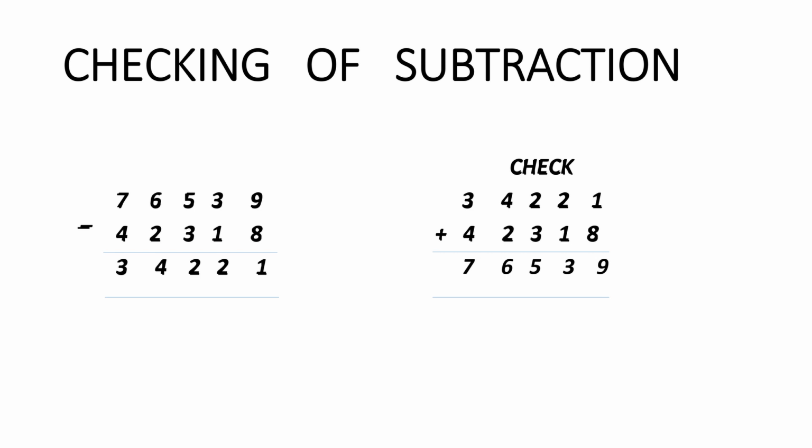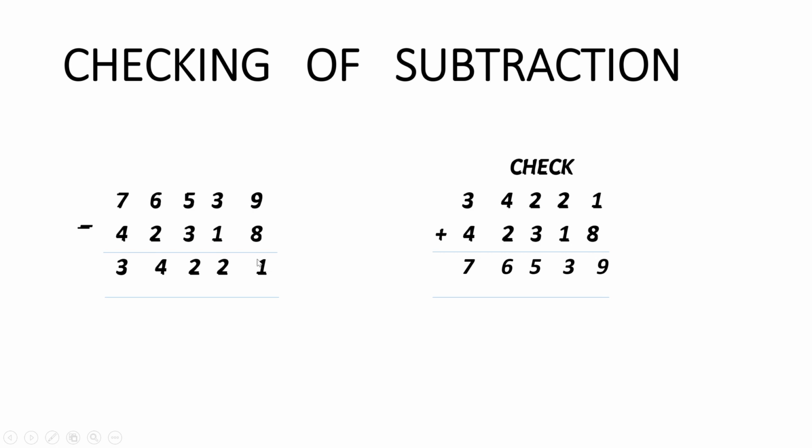Now we are coming to the topic checking of the subtraction. Children, when you are subtracting two numbers, you can also check whether the answer is correct or not. So let's learn this. Here we have to subtract 42,318 from 76,539. So let's start subtracting.